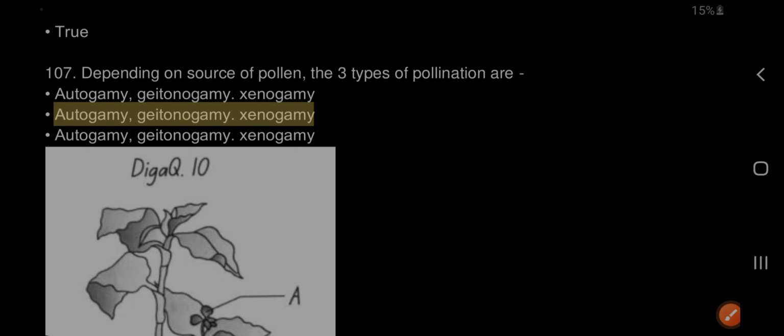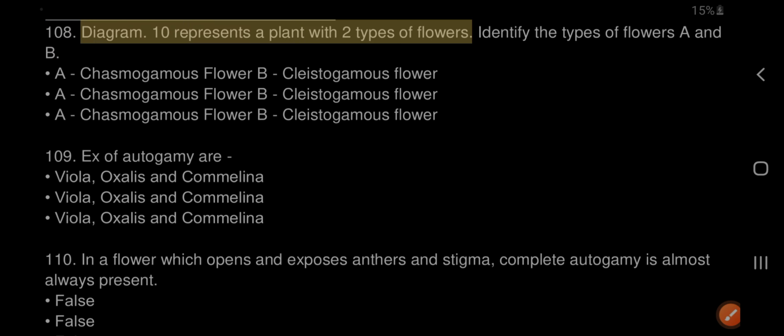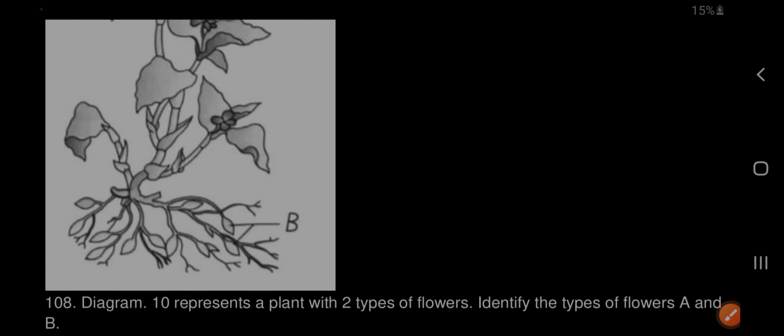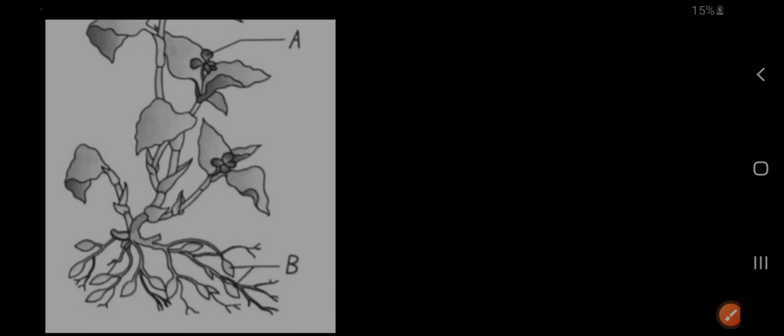108. Diagram 10 represents a plant with 2 types of flowers. Identify the types of flowers A and B. A. Chasmogamous flower. B. Cleistogamous flower.